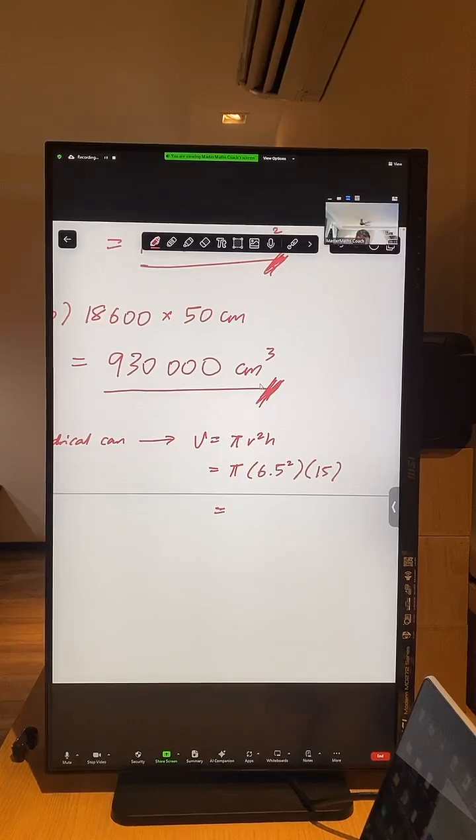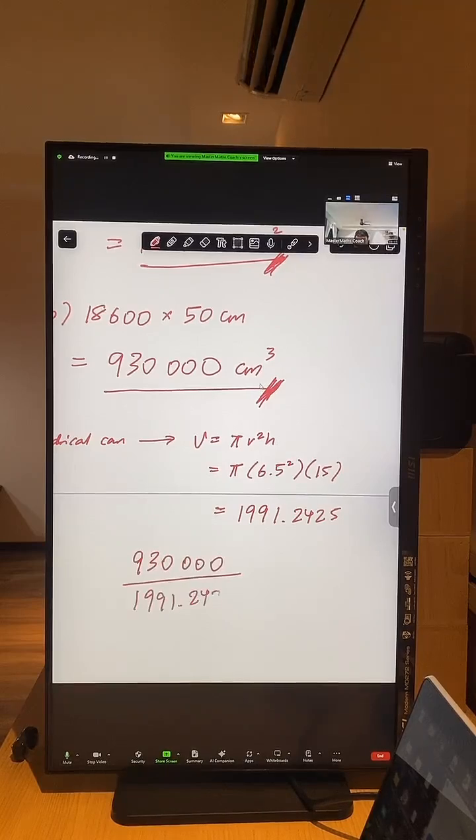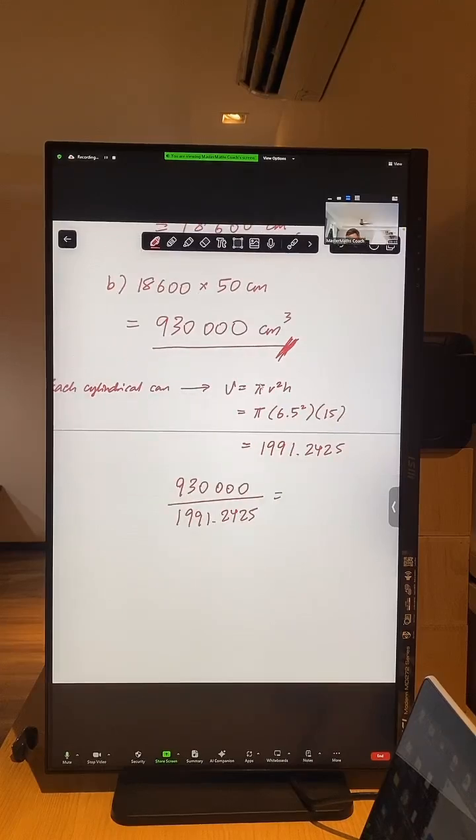This will give me a pretty big number, 1991.2425. I don't round off first. Why I don't round off? Because this is part of my working, so I want to make my working as accurate as possible. And then now I take 930,000 divide by 1991.2425. So divide it by the volume of each can. So 930,000 divide by 1991.2425. You have to be very meticulous in maths.